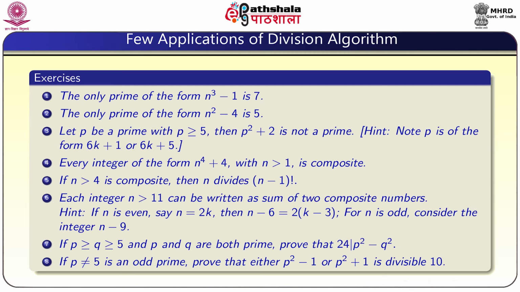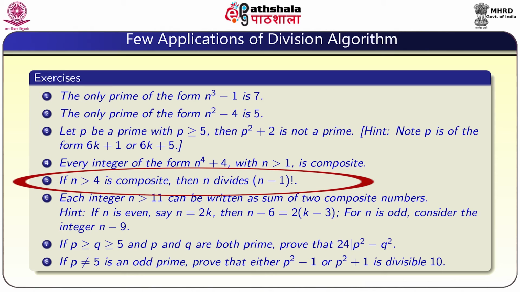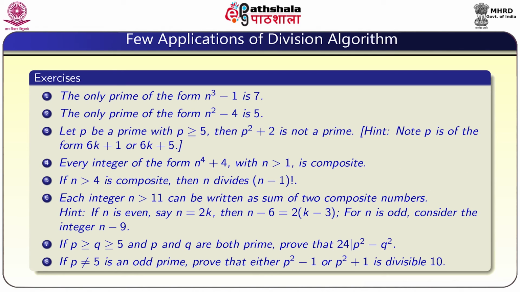If n is greater than 4 and is a composite number, then n divides n minus 1 factorial. Here we should be a little careful. You have to understand why we took n greater than 4, and also you have to divide the problem into two cases, that is n equal to p square case and n not equal to p square case. Each integer n greater than 11 can be expressed as the sum of two composite numbers, and here we have given some hint. So, you can proceed with that.